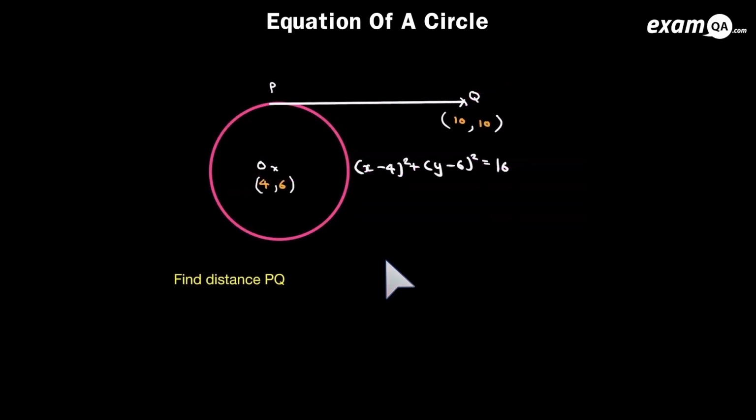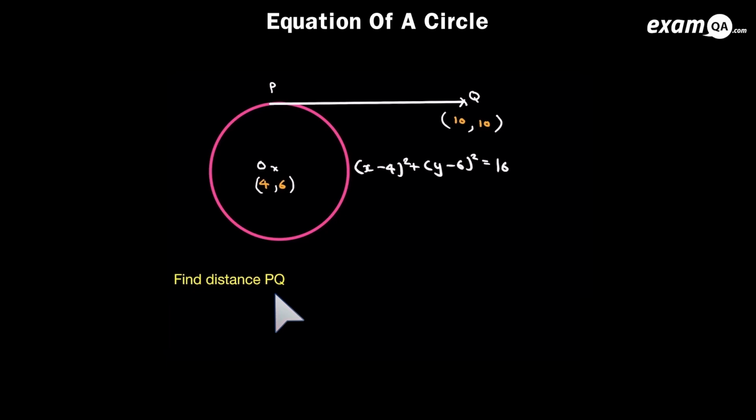Okay, let's have a look at this question here. Now it wants us to work out the length PQ. It's given us the equation of the circle, so we know the center and we know the radius, and we need to work out the length of this PQ. So I'll let you have a moment to have a go at this question.